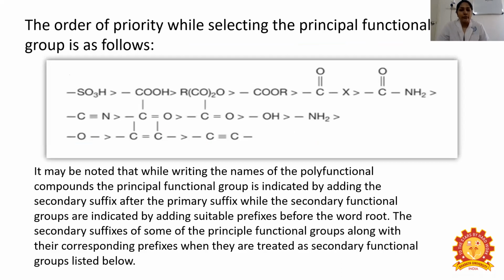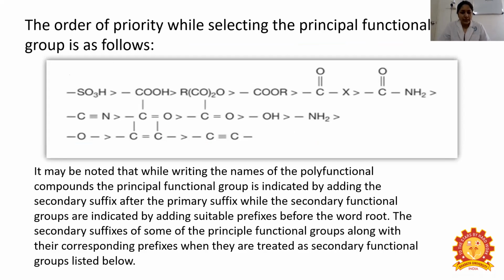So this is the order of priority for selecting the principal functional group, as follows: first SO3H, then COOH, and then COOR or C double bond O, then C double bond O with X, the halogen, then C double bond O amido, and then nitro, and then C double bond O and C double bond O, OH, NH2. So this is the order of the priority.